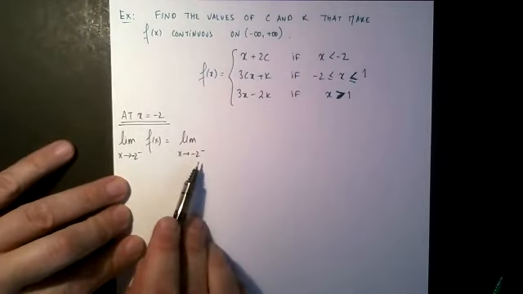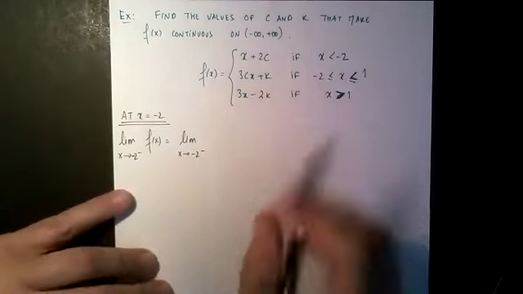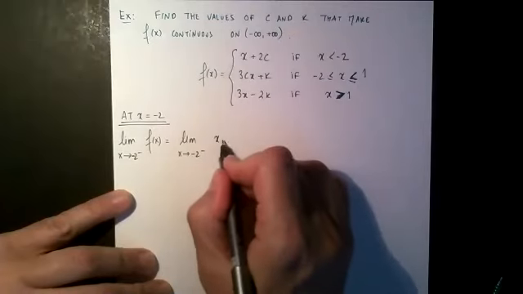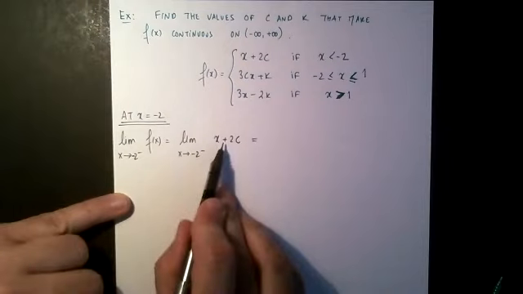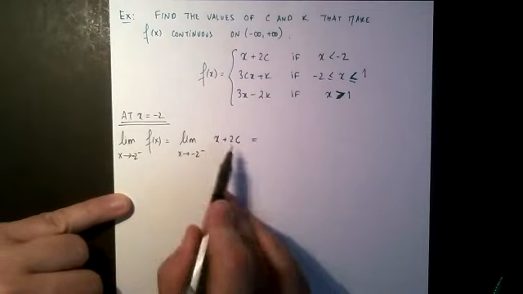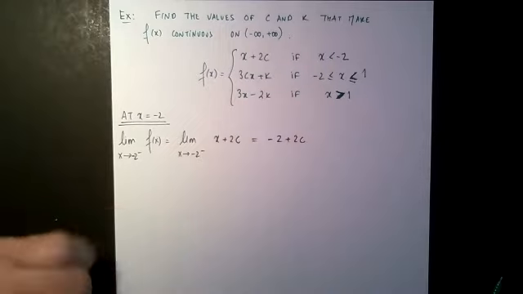So which function am I going to use if I'm at the left of -2? The first one, because I'm on the left of -2. So I'm going to use x plus 2c, so I just plug in -2 in the x. So I get -2 plus 2c. This is what my limit is. Okay, good.